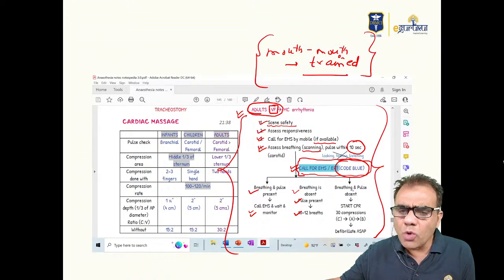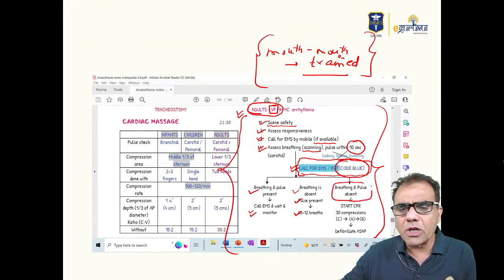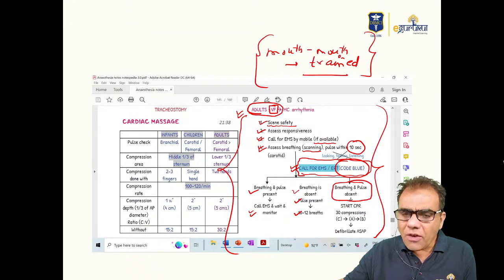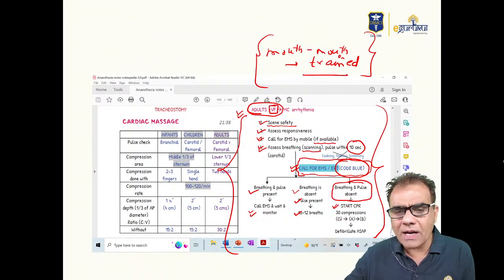Third situation, which is what you will most often find: the patient is breathless and pulseless. If that is there, then start CPR. And start CPR with the sequence of CAB.